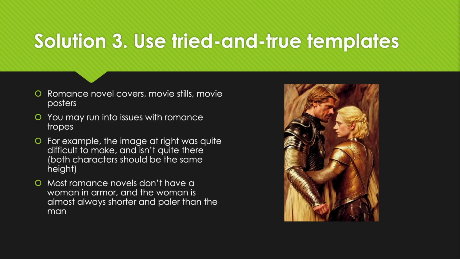You can also use tried and true templates like romance novel covers, movie stills, movie posters. You can sometimes run into issues with romance tropes. So for example, this image at right is supposed to be an image of Jaime Lannister and Brienne of Tarth. It was very, very difficult to make, and it isn't quite there because both Jaime and Brienne should be about the same height. And the thing is, though, that most romance novels don't have a woman in armor.